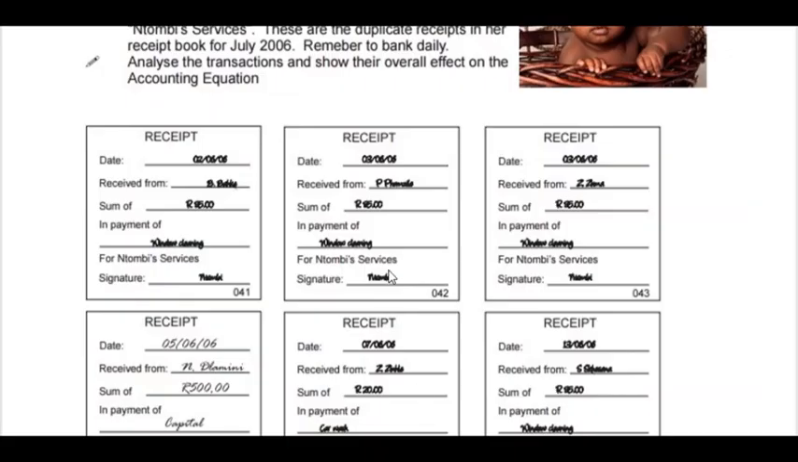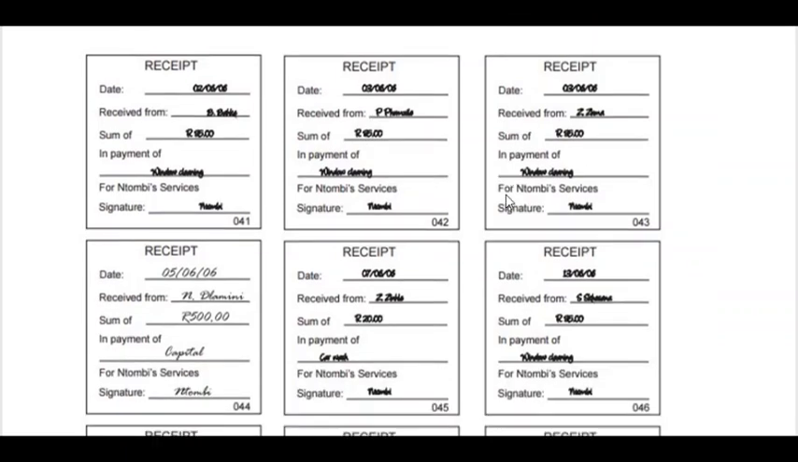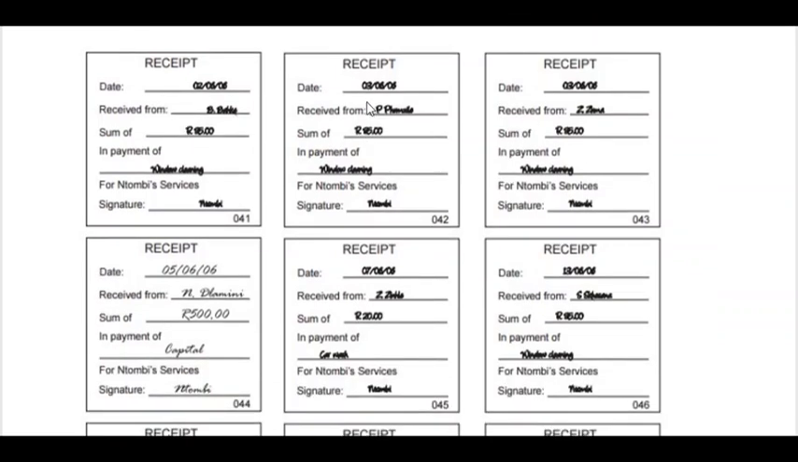Then the next transaction, let's look at the next receipt, was on the 3rd of June 2006 from P. Pumzile. We received 85 Rand for window cleaning, and it's receipt number 42. But I want you to be careful here. We also received money on the 3rd of June from Z. Zuma, 85 Rand for window cleaning, and it was receipt number 43.